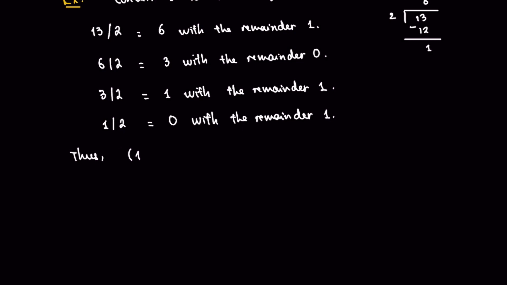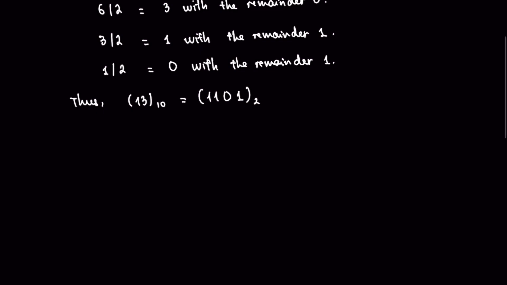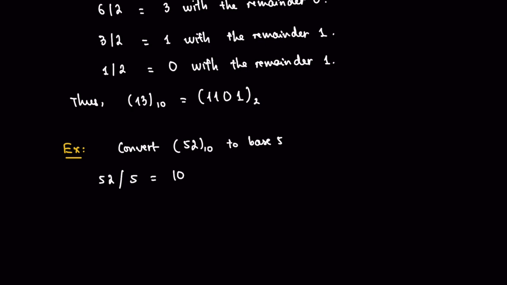So 13 in base 10 is equivalent to 1101 in base 2. Now let's do another one, but in base 5 and see what happens. It's going to be very similar procedures here. So you want to convert 52 in base 10 to base 5. Because we want to convert that into base 5, you're going to take 52 divided by 5, and you're going to get 10 with a remainder of 2.